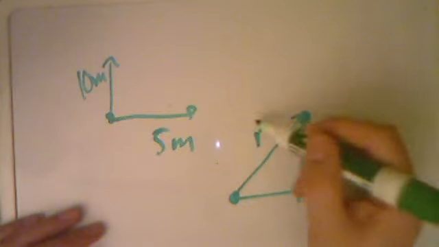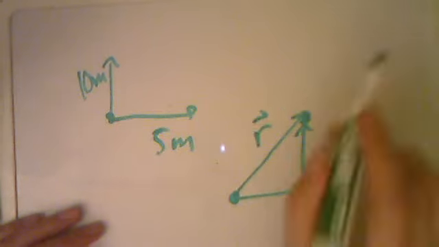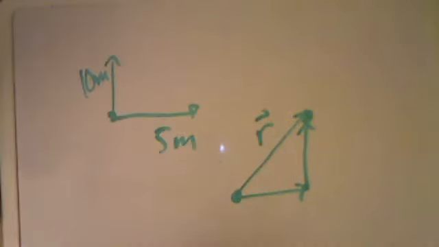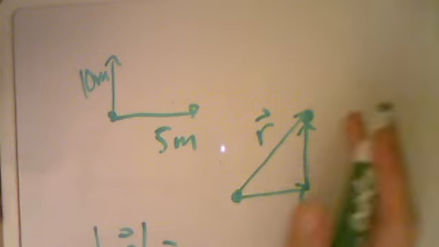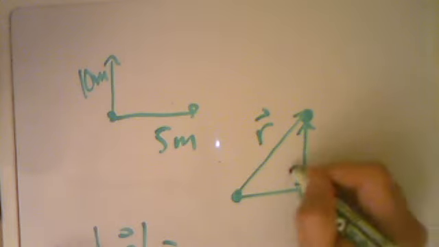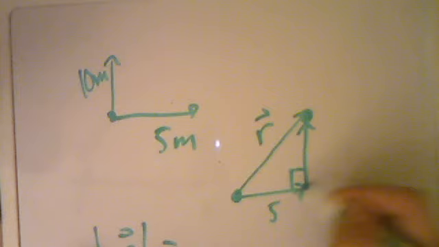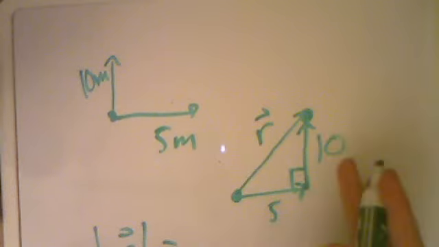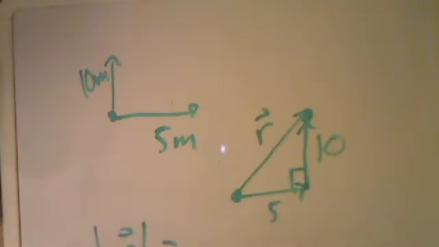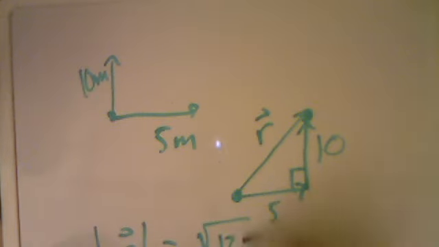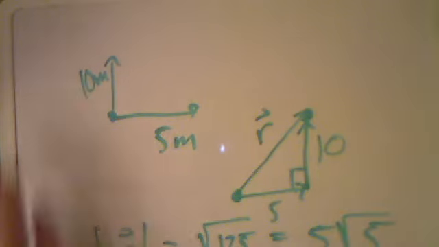Now this here is my resultant vector, and if I want to find its magnitude, I'm going to use the Pythagorean theorem. If you notice, this is a right triangle, and if this is 5 and this is 10, then this is going to be 5 squared plus 10 squared, and then the square root of that, or the square root of 125, which is equal to 5 root 5. So that's one way to add vectors.